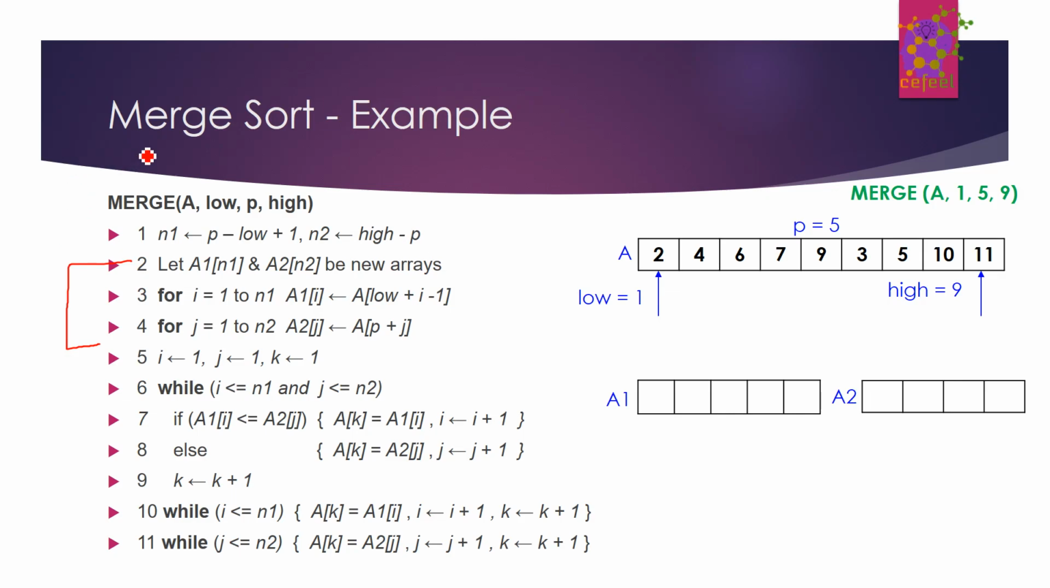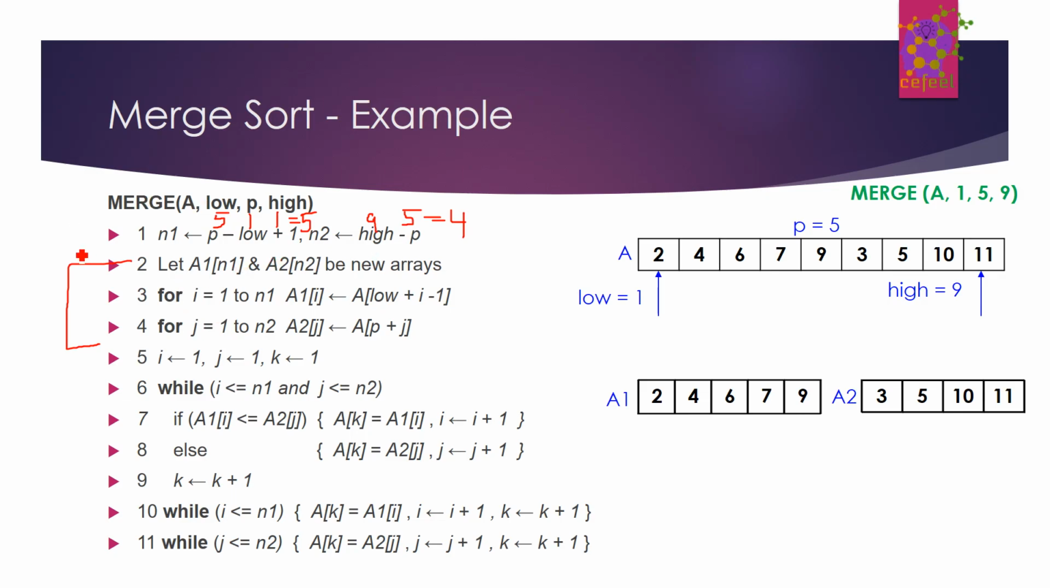So N1 in this case will be 5 because P is 5, low is 1, and this will result in N1 being 5, N2 being 9 minus 5, which is 4. So we will have N1 as 5 and N2 as 4. So the left part of the array and right part of the array. And the first step, from step 2 to 4, is to just copy these values. So we'll have 2, 4, 6, 7, 9 copied onto A1 and 3, 5, 10, 11 copied to A2.